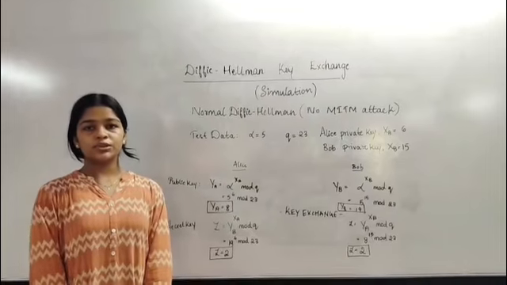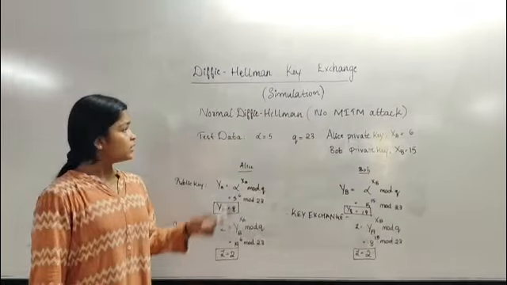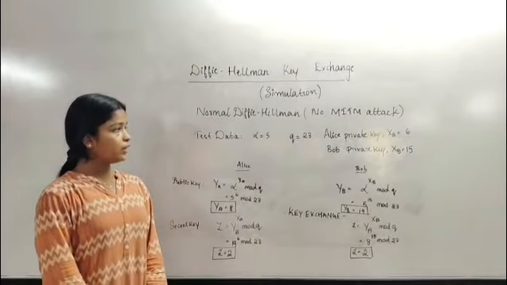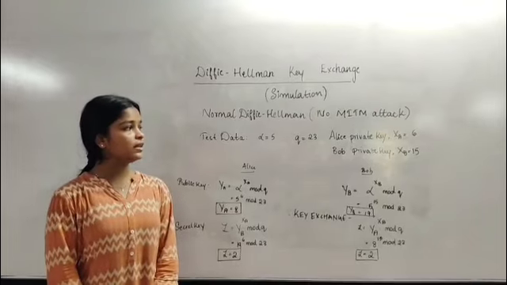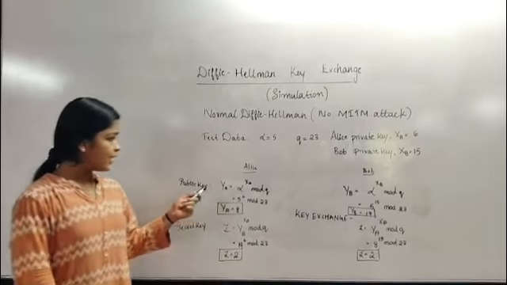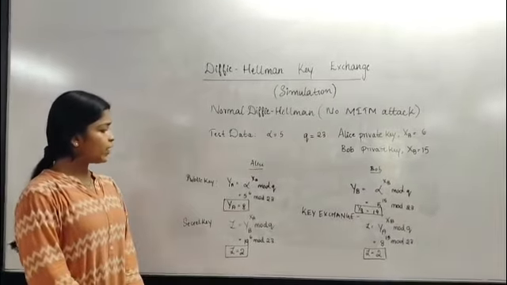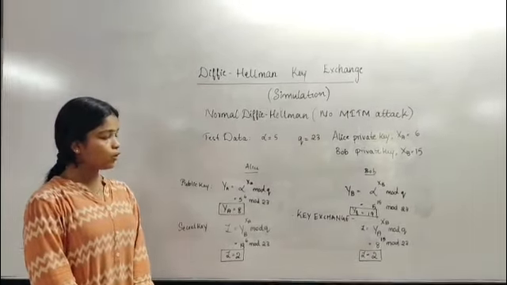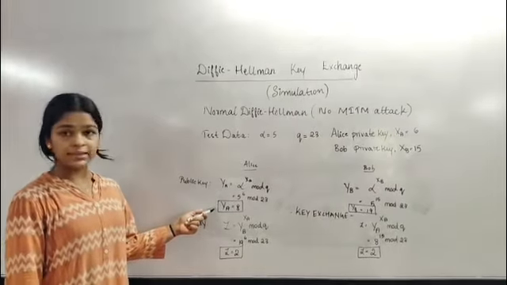Now I will explain the working of the algorithm using test data when there is no man-in-the-middle attack. The test data are alpha equal to 5, q equal to 23, Alice's private key XA equal to 6 and Bob's private key XB equal to 15. Now Alice and Bob will calculate their public keys using the formulas. For Alice, YA equal to alpha to the power XA mod q. After substituting the values, Alice will get her public key as 8.